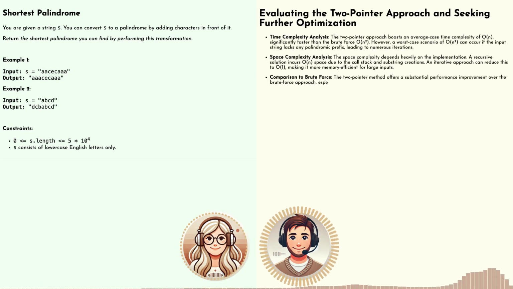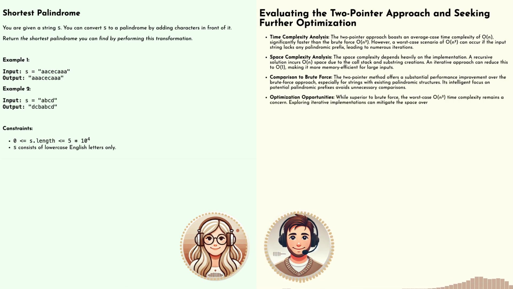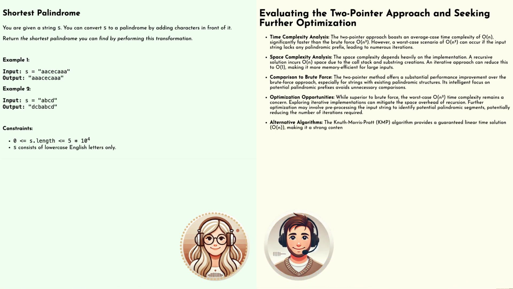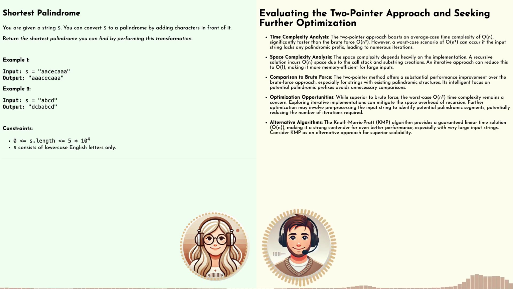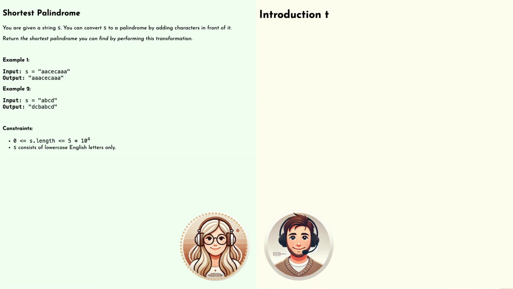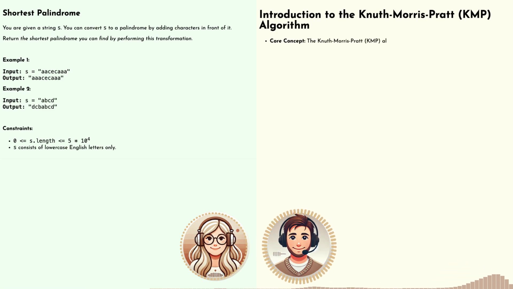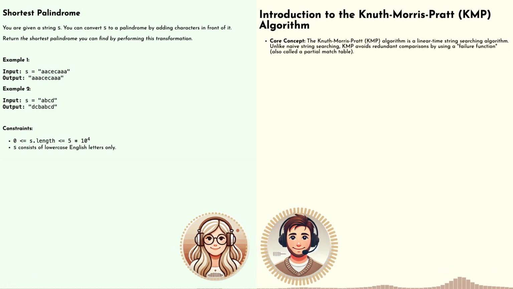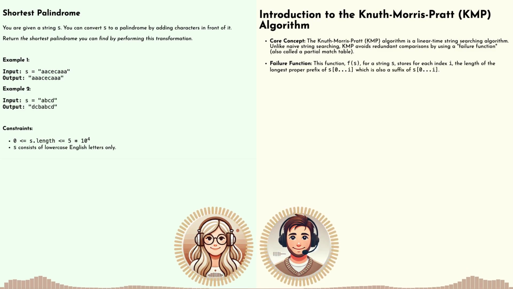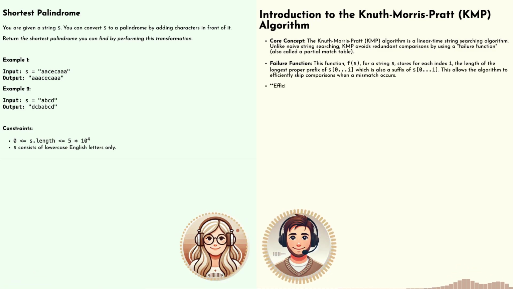We're strategically shrinking the problem space and avoiding unnecessary comparisons. But is it the most efficient solution possible? Is there any room for improvement? It seems like we've made some good progress moving from a brute force approach to a more elegant two-pointer solution. Yeah. But I'm always curious to see if we can push the boundaries of efficiency even further. Right. Is there another way to solve this problem that's even more optimized?